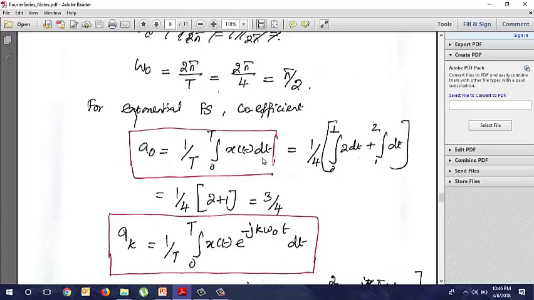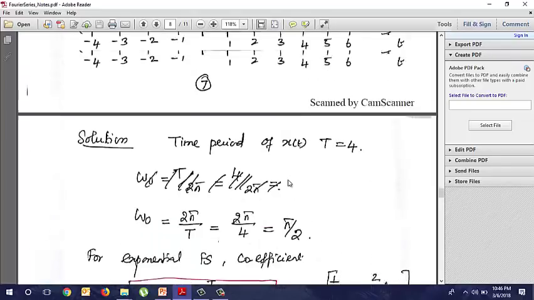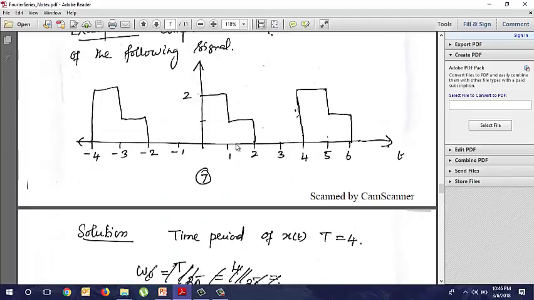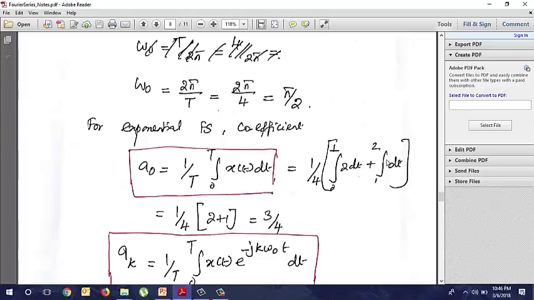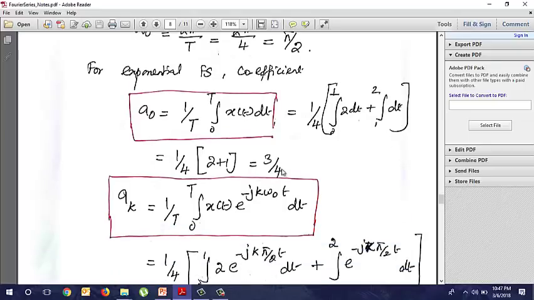Okay. And now the formula: a naught is equal to 1 by T integral of x of t dt. On seeing the signal, T is 4, and x of t has two different values. From 0 to 1 it is 2, and from 1 to 2 it is 1. So the integral is given as two terms: from 0 to 1, 2 into dt, plus from 1 to 2, 1 into dt. Now when you apply the limits, you get 3 by 4 as your answer.